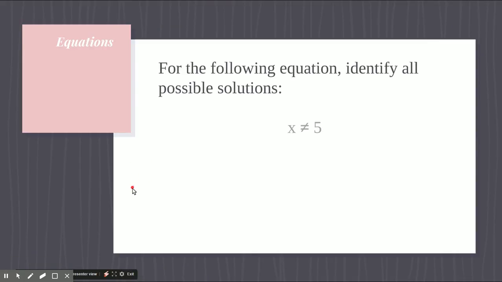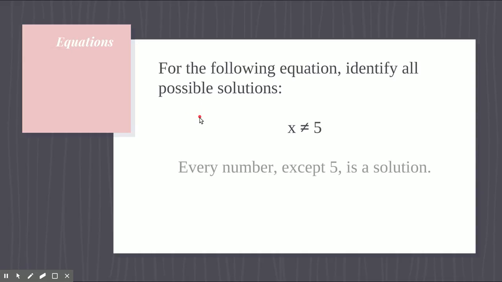All right, what about one where it says x does not equal 5? Now this one's a little bit different. What is the only number that cannot be x? Well, that number is 5, which means that every number except for 5 is going to be a solution. So for instance, 3 is a solution because 3 does not equal 5. 2 is a solution because 2 does not equal 5. 6 is a solution because 6 does not equal 5, and so on and so forth. So in this case, there's actually an infinite number of solutions, but the only thing that is not a solution is going to be 5.